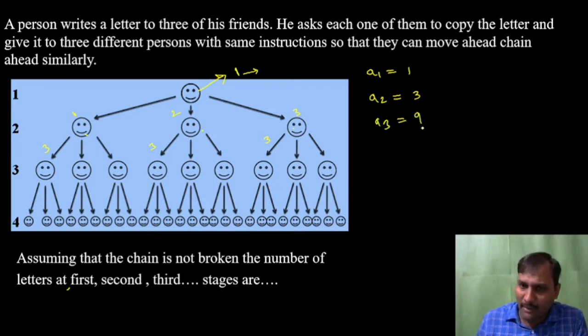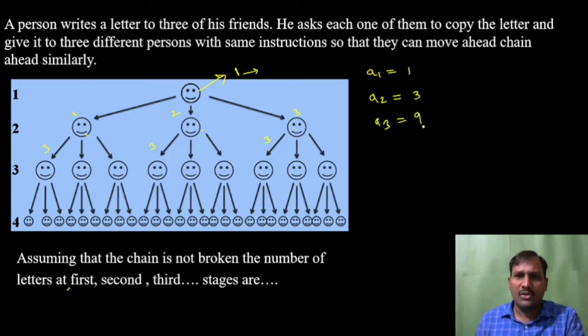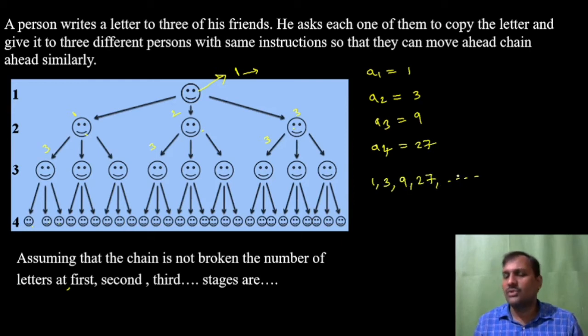Again these 9 members will write three letters to their friends. So 9 into 3, that is 1, 2, 3. Like this, 9 into 3 will be 27. So the chain will continue like this: 1, 3, 9, 27 and so on.